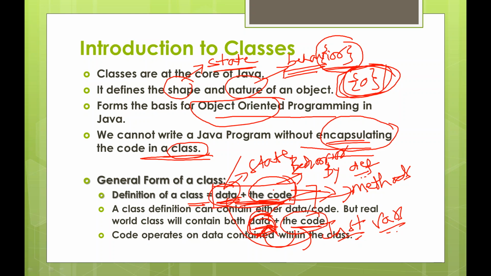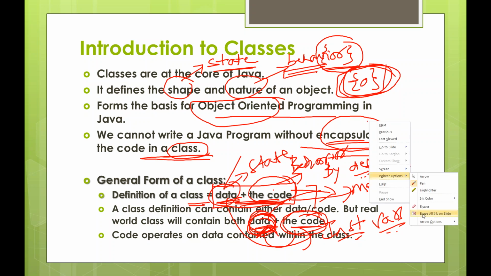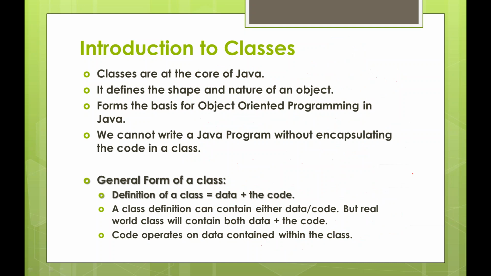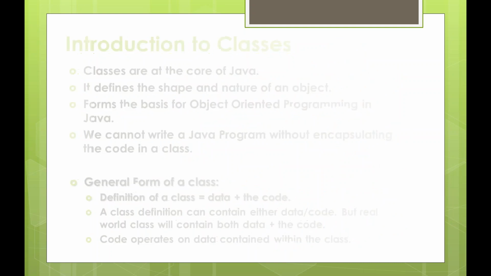Generally, we'll make the data private, but most of the time the code will be public. So we will see all these things. So class is nothing but data plus code. Let's move to the next slide.